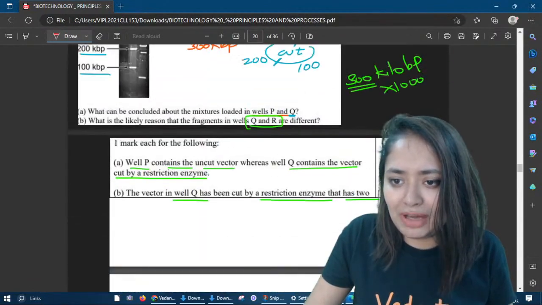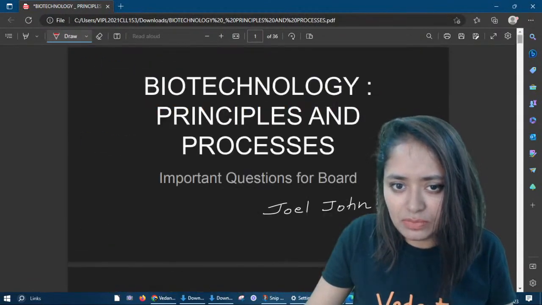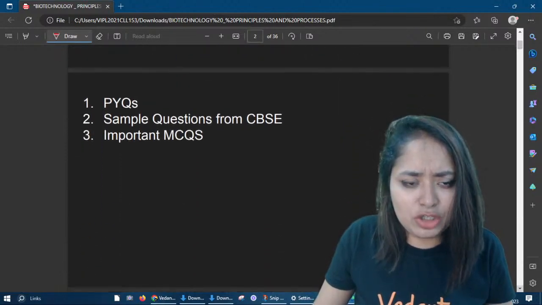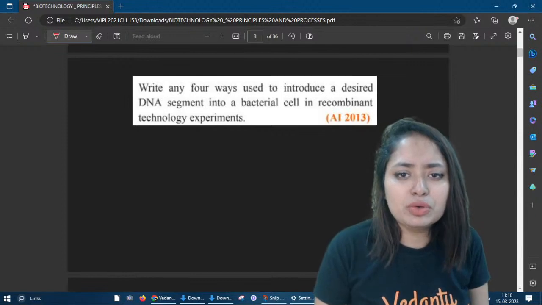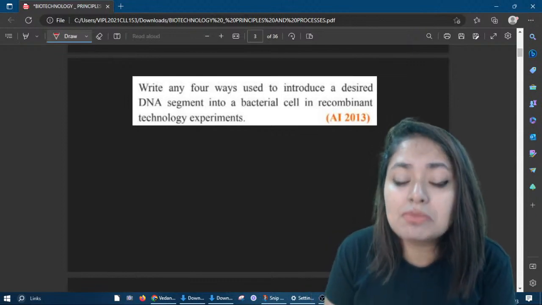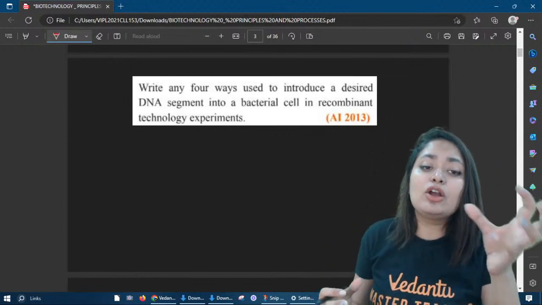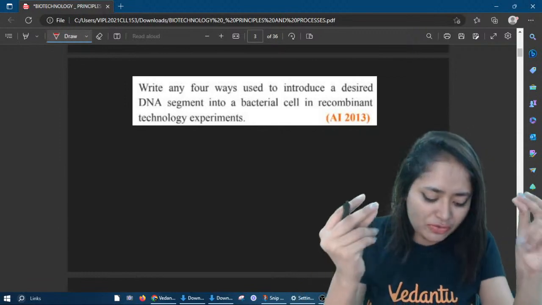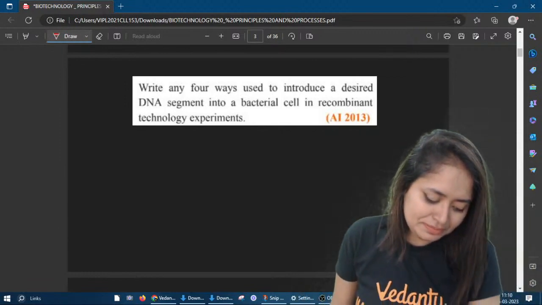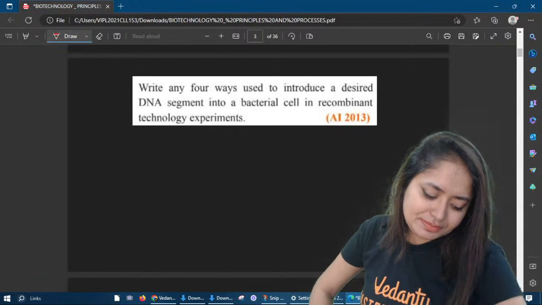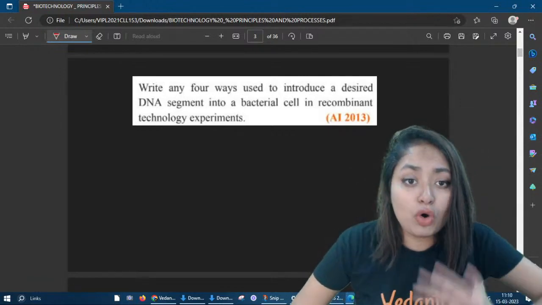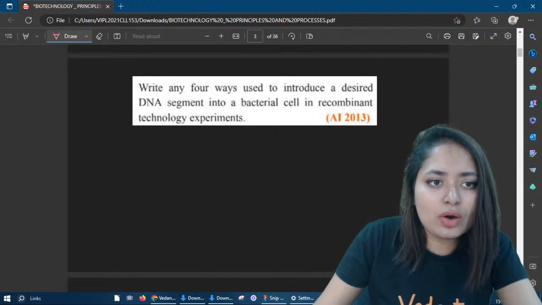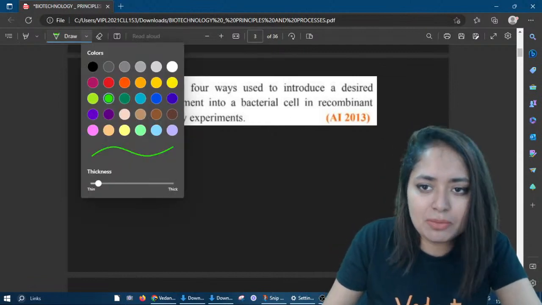and take you to PYQs in the last few minutes. Let me take you to PYQ questions, meaning those that have previously come. Write any four ways used to introduce a desired DNA segment into a bacterial cell in recombinant technology experiments. Give the answer quickly, come on. Four ways, okay? These are all questions that have previously come in the board exams.